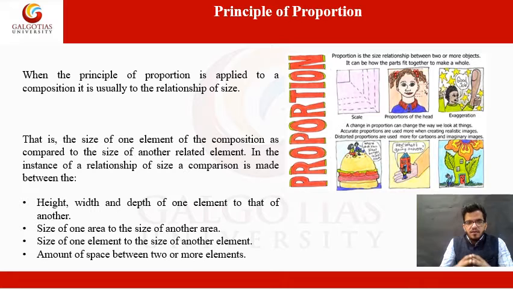In terms of the relationship of size, a comparison is made between the height, width and depth of one element to that of the other element of the design. Size of one area to the size of another area. For example, if we compare the size of a bedroom to the size of the attached toilet, size of one element to the size of the other element. For example, if we again compare the size of a window to the height of the wall, amount of space between the two or more elements.